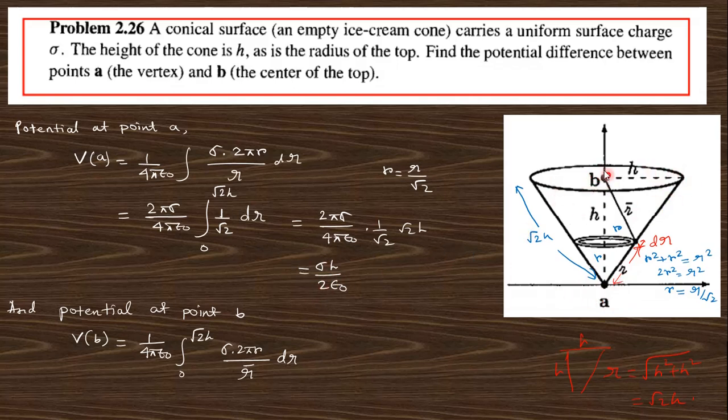Now for point B, the potential will be 1 by 4 pi epsilon naught, and this charge will be sigma into 2 pi r, and the distance will be different.